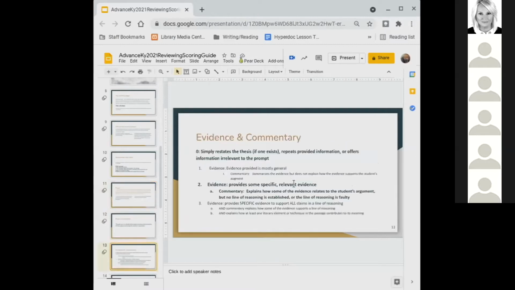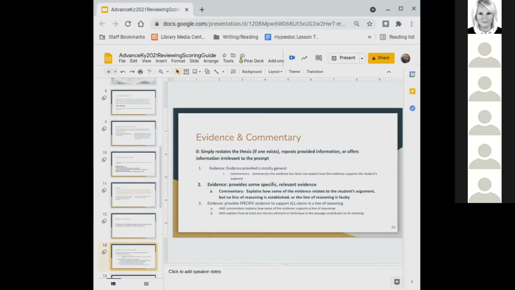So evidence and commentary, a 0 is not the case. We know that's restating the thesis, but look at the 2. For evidence, a 2 will typically provide some specific relevant evidence. And the commentary explains how some of the evidence relates to the student's argument, but no line of reasoning is established or the line of reasoning is faulty. And then to get to that 3, you have to have specific evidence to support all of your claims.